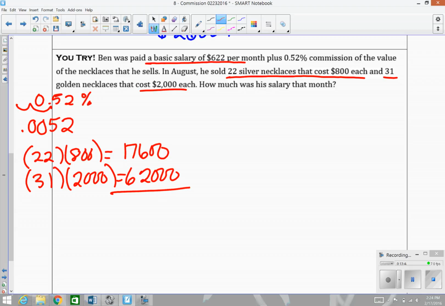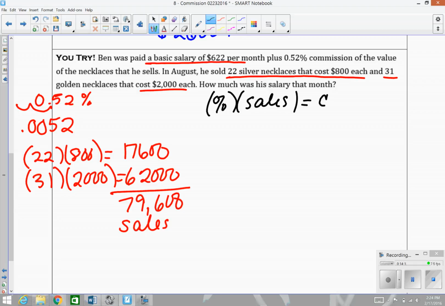Okay, when I add those up, I'm getting $79,600 in sales. Okay, so big sales should mean a relatively big commission, although his rate is teeny tiny. So we have to be logical about how those are going to balance each other out. Start with commission. Percent times sales equals commission.